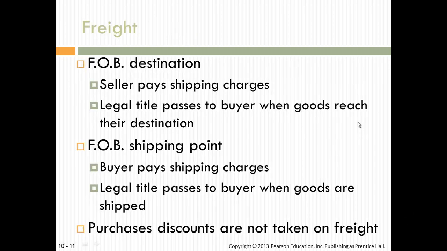Now we talk about freight, and sometimes freight can cause some problems for students because there are so many acronyms. FOB destination means the seller pays the shipping charges. The legal title passes to the buyer when the goods reach their destination. So you think about FOB destination, the seller is paying until the goods get where they need to go. FOB shipping point means the buyer pays the shipping charges. The legal title passes to the buyer once the goods leave the dock. If you try to think about it that way, I think it's easier than trying to memorize the acronyms. Purchase discounts are not taken on freight.